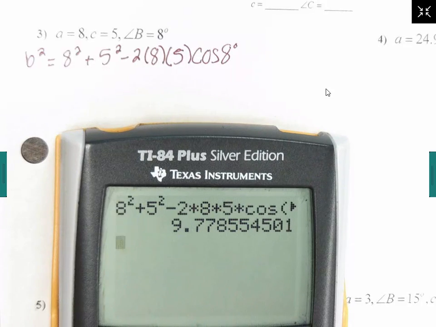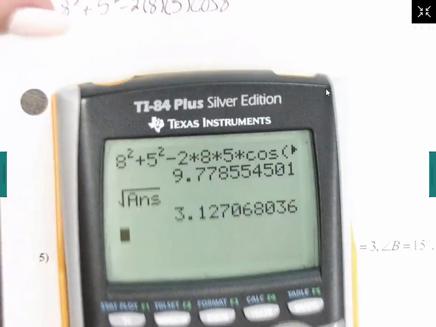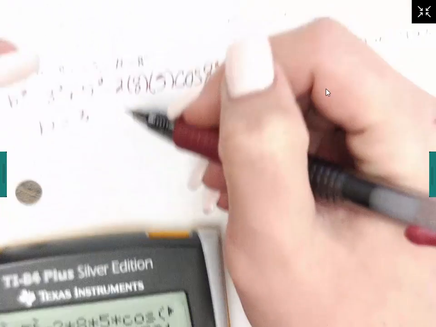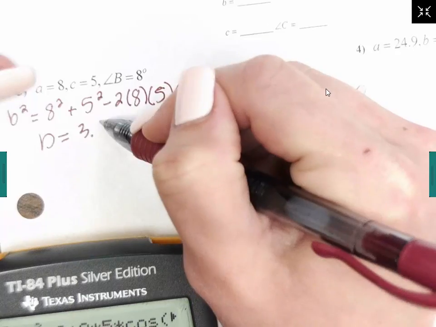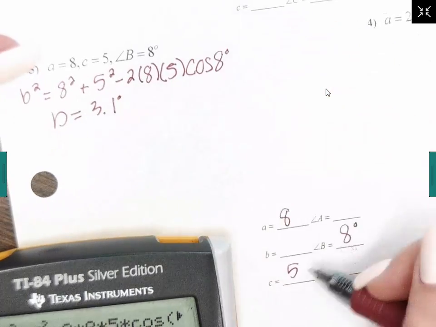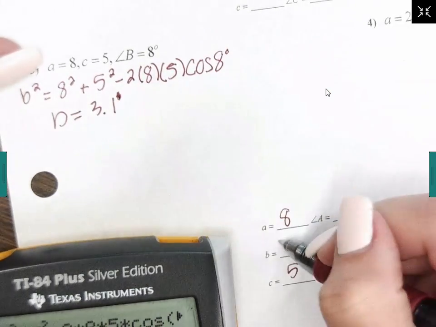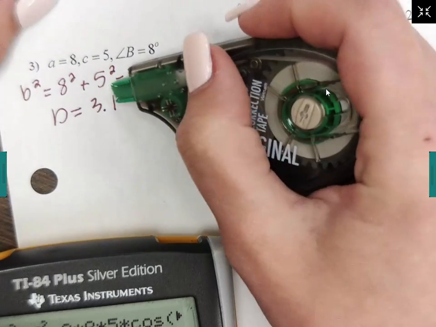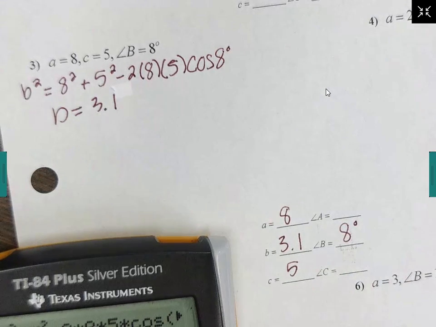So this is not our B, though. This is B squared, so we still need to take the square root. So press second x squared, and then second that negative sign. And that gives us that B is equal to 3.1. I'm sorry, not degrees, because that's not an angle, just 3.1. Any questions there?